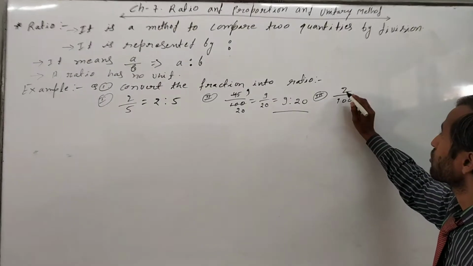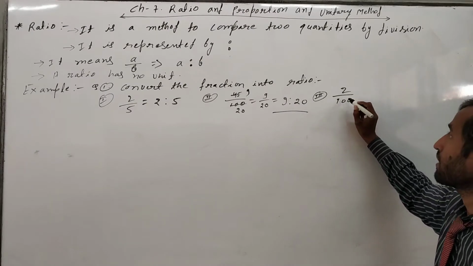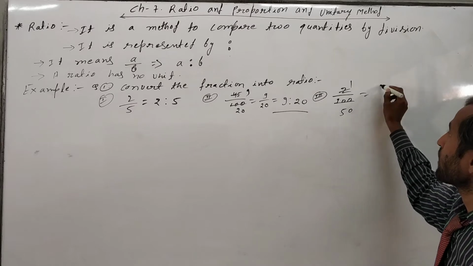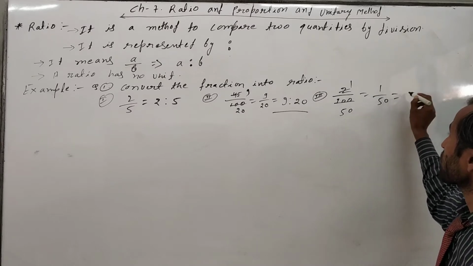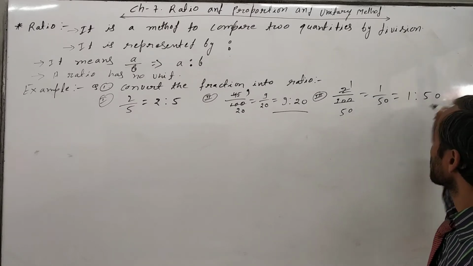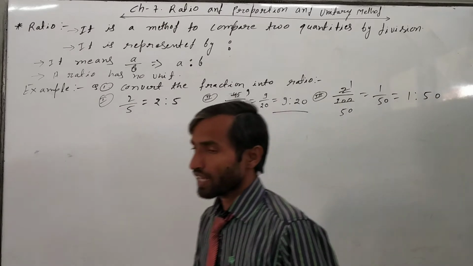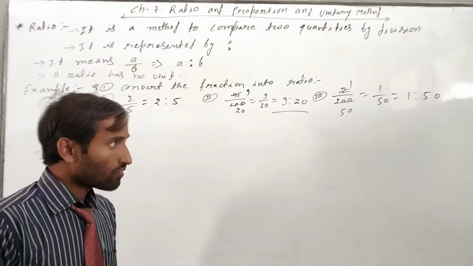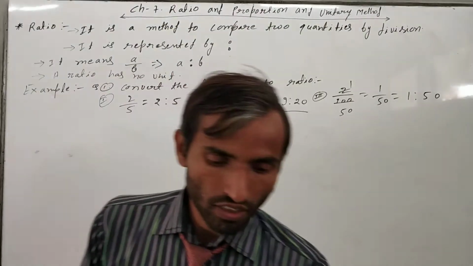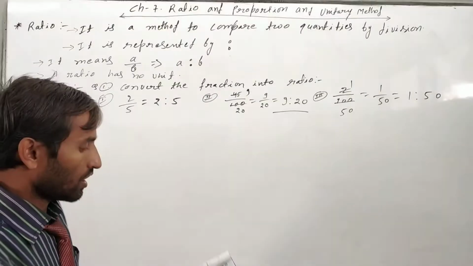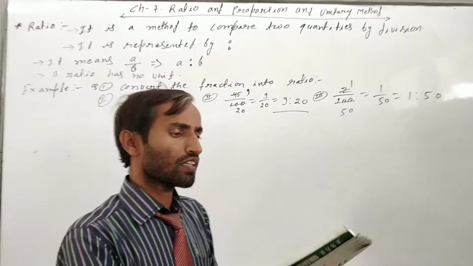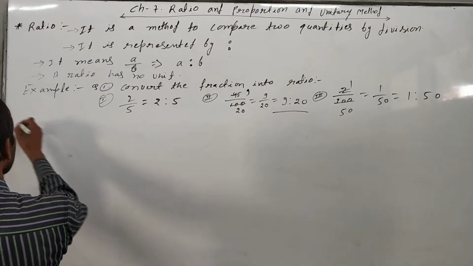Now again here 2 upon 100 is there. Again we cancel out: 2 ones are 2 and 2 fifties are 100. So 1 upon 50. Now write it as a ratio, 1:50. Like that we have to convert any fraction into ratio. Now with this we go to our next exercise, exercise 7A.